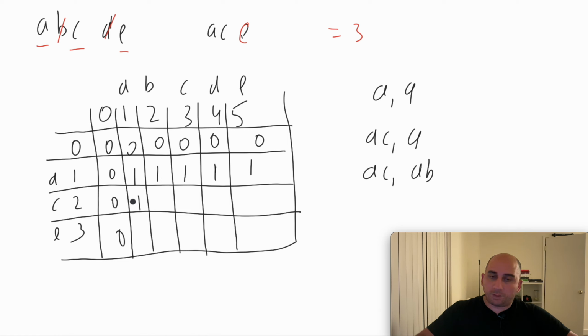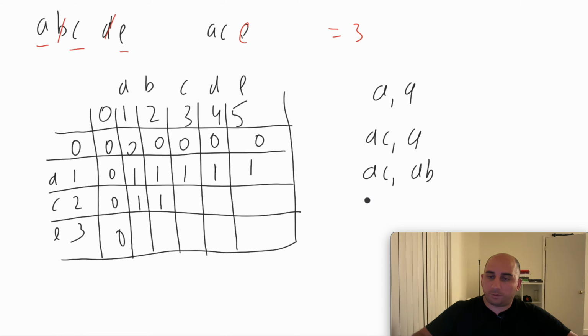So either from the top or from the left. Both of them are 1, so it equals 1. Now let's go to the next one. Next one, we are checking: is C equal to C? Yes, it equals C. So it means 1, but we need to take another subproblem that we already solved.